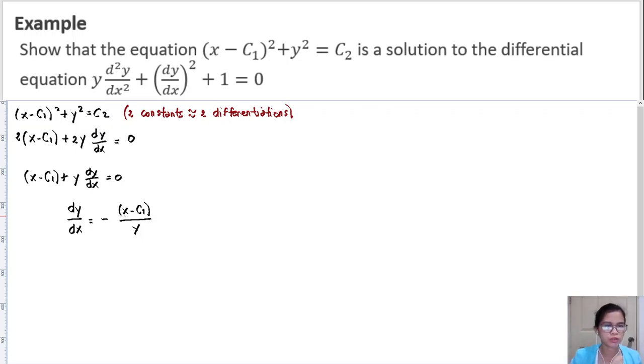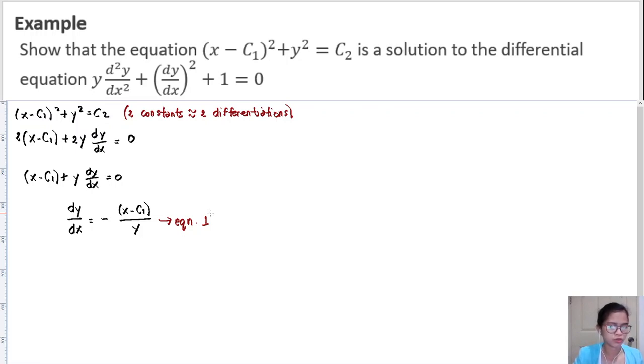This would be our equation 1, which we are going to substitute into the differential equation so that we can see if we will have an identity equation. So we have found the first derivative.